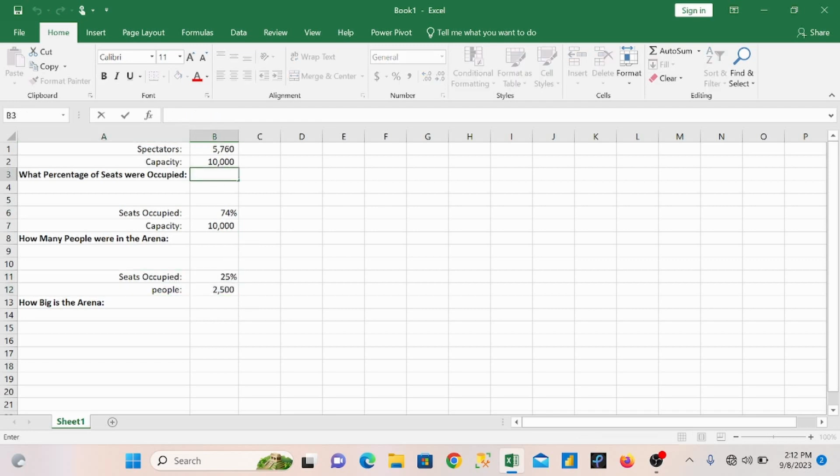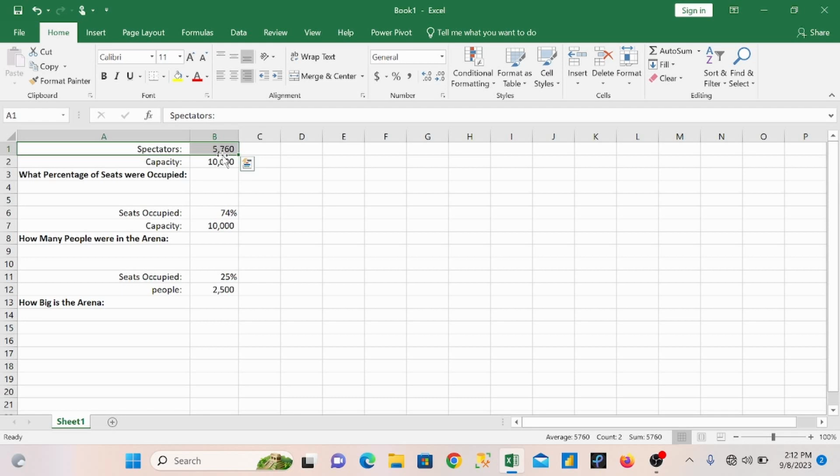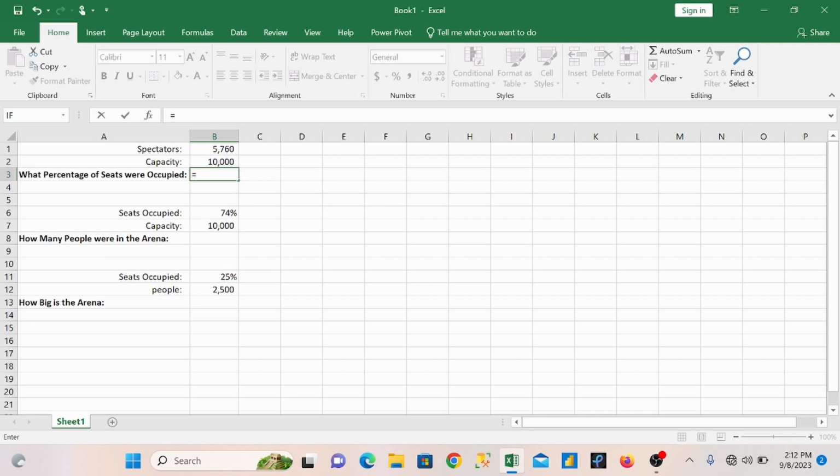Okay, so for the first question, what percentage of seats were occupied? I have the spectators here. I have 5,760 spectators with the capacity of 10,000. So to find the percentage of seats that were occupied, I just need to take cell B1 and divide it by 10K.